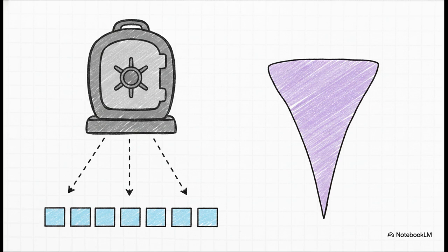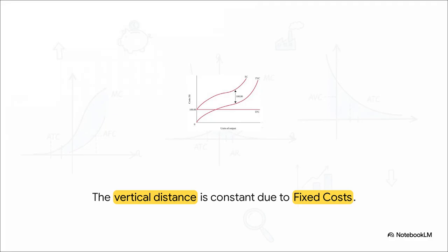Average fixed cost is your total fixed cost divided by quantity. Average variable cost is total variable cost divided by quantity. And your average total cost is your total cost divided by quantity. What's super fascinating here is the concept of spreading overhead. Because your fixed costs are constant, as you produce more and more, your average fixed cost gets continuously smaller, approaching 0.